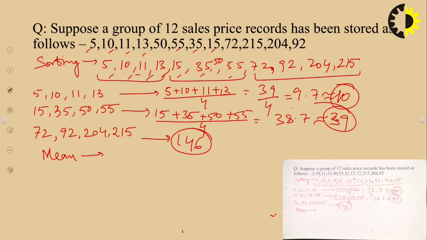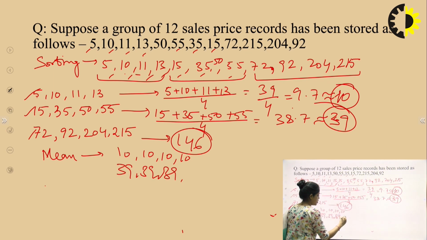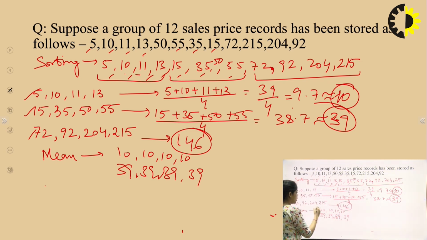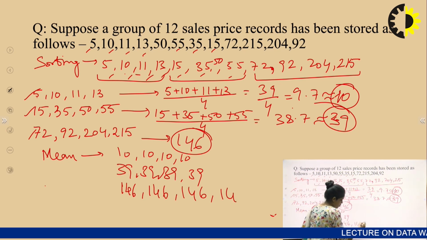So what we are going to do is replace all these values with their respective mean values. The first bin will become 10, 10, 10 and 10. The second is 39, 39, 39 and 39. And here it is 146, 146, 146 and 146. Like this.